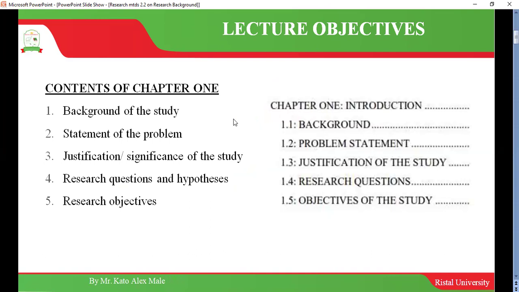It is: one, background of the study; two, statement of the problem; justification of the study; research questions and the hypothesis. Then we shall finalize with the research objectives. Once we look at that, we shall have covered the most important things in chapter 1. Of course, requirements vary depending on the department. But for this case, generally in health, these are the most important things. Once you have this in your research, you shall have covered your chapter 1 very well.